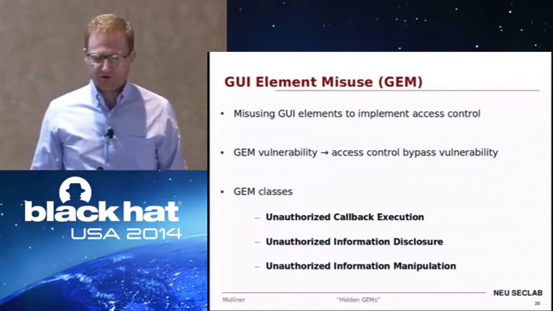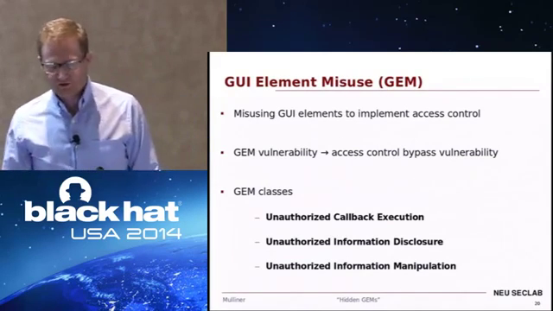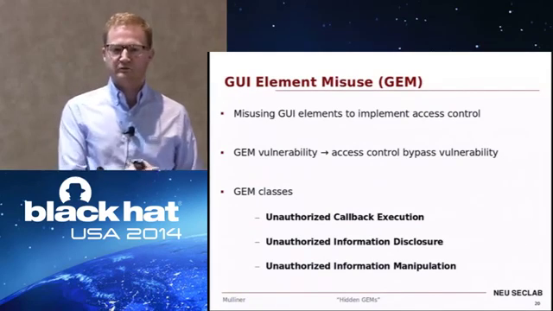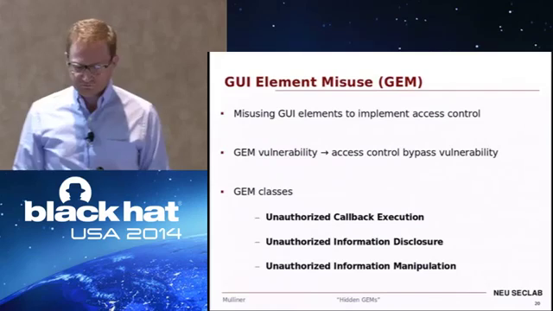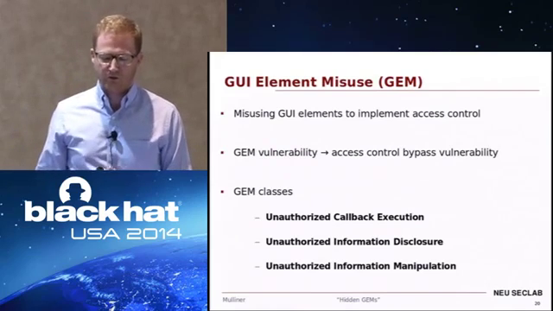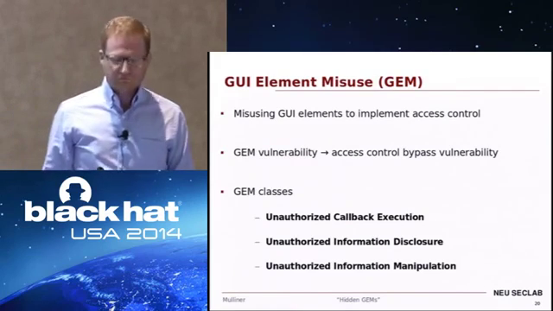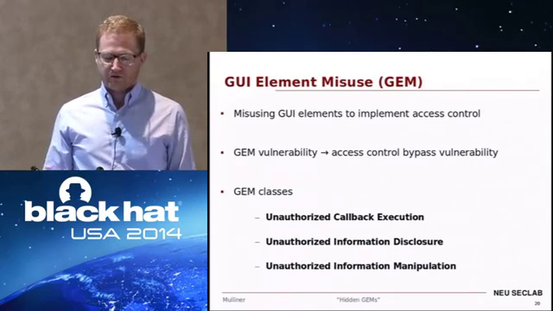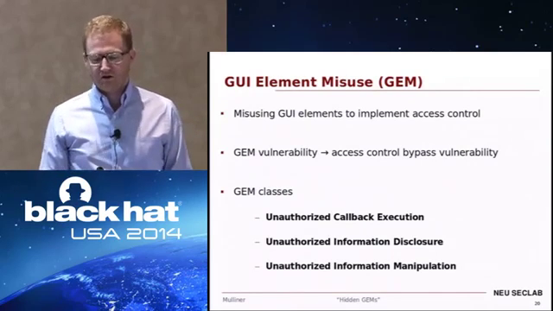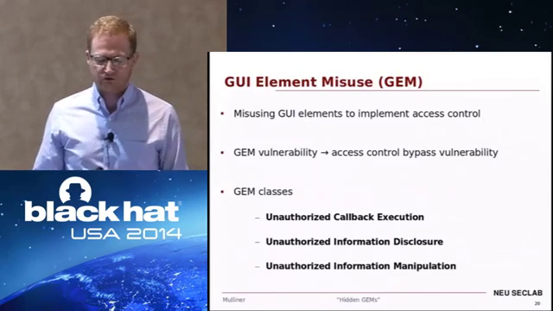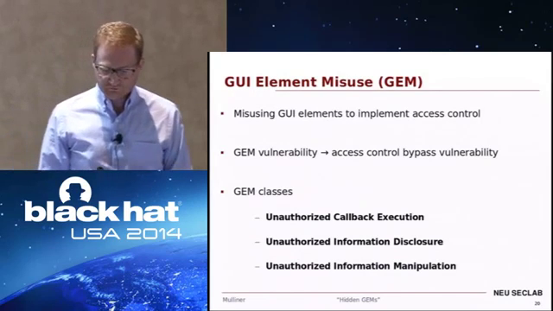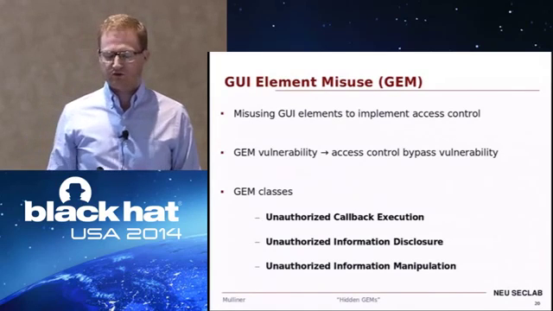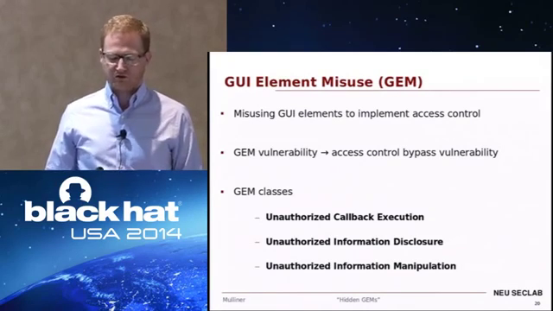So this class of bugs, we name them UI element misuse. Basically, you're misusing UI elements to do stuff you were not supposed to do with them, in this specific case, implementing access control. So if you have a GEM vulnerability, you basically have an access control bypass vulnerability. The three classes are unauthorized callback execution, data leakage, or data manipulation.